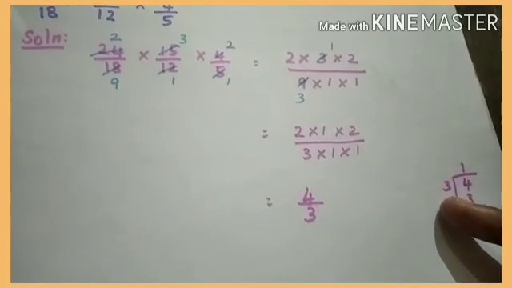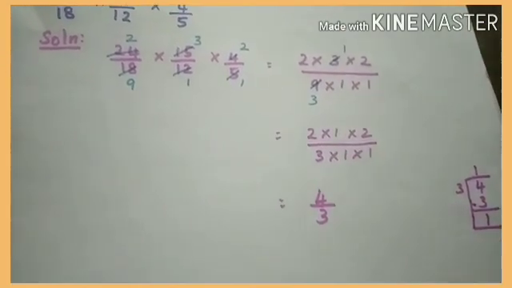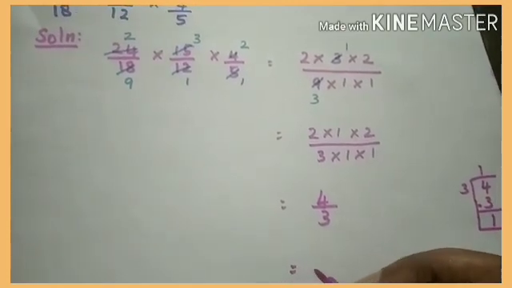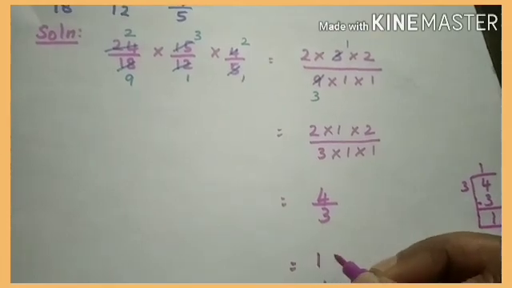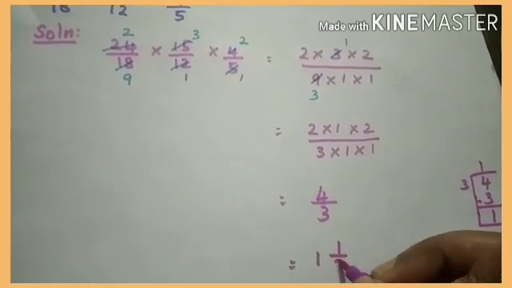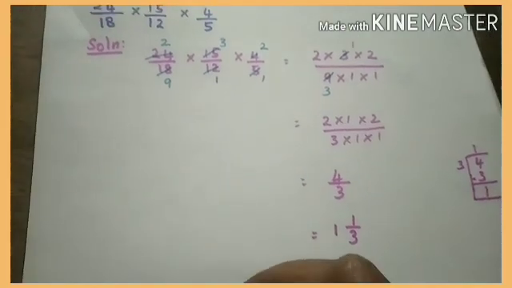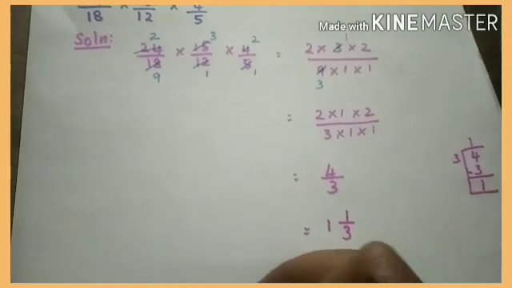Now write in the form quotient remainder by divisor. Let's write 1 is quotient, 1 is remainder, by 3 is the divisor, that is 1 and 1 by 3. We get the answer is 1 and 1 by 3.